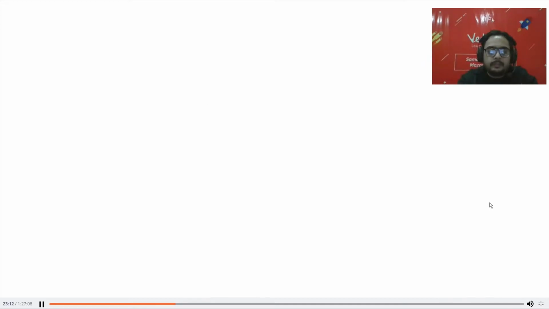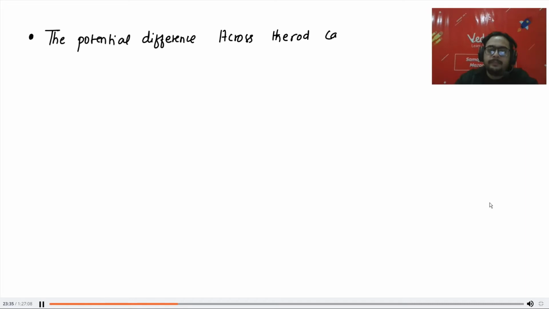Chalo. So I'll tell you a simple trick so you don't have any issue with the angles. Just remember one thing. The potential difference across the rod can be calculated easily as potential difference is BVL.